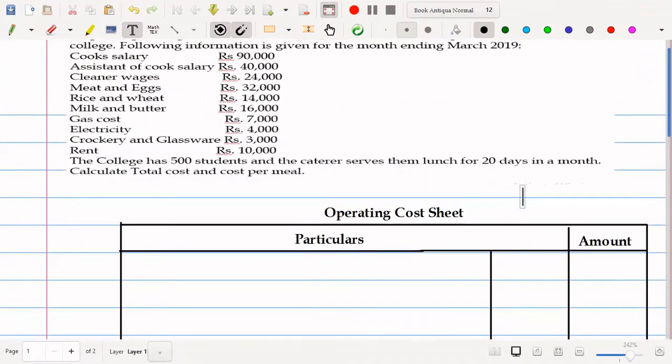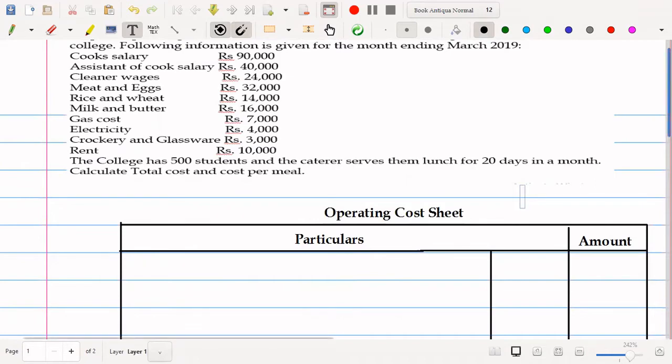Under the head of wages and salaries, we have cook salary, salary of assistant, cleaner wages. And under provisions, we have meat and egg, rice and wheat, milk and butter. Services, we have gas cost, electricity. Consumables, we have crockeries and glassware. Miscellaneous, we have rent. So under different heads, they have given cost.